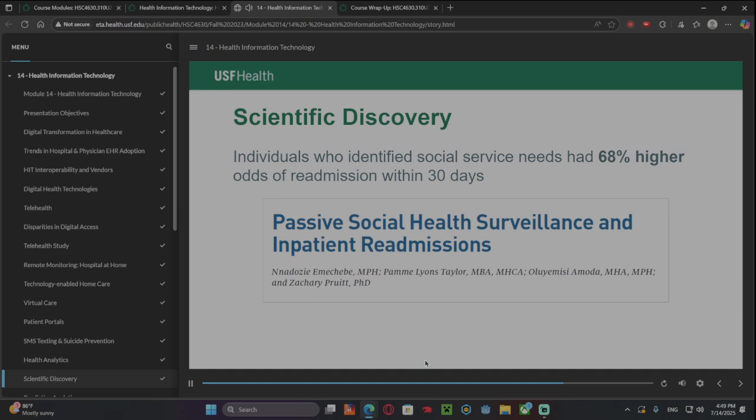This gives a clue to how interventions can address social determinants of health to help reduce readmissions and reduce costs and improve quality.